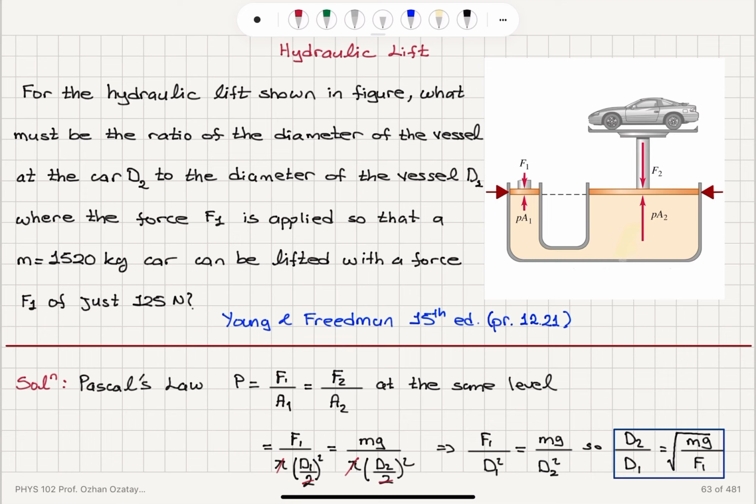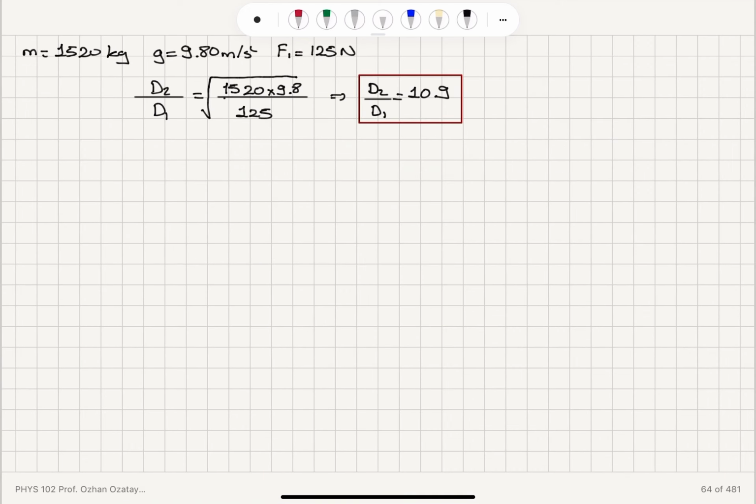So F1 over A1, the pressure on this side, is equal to F2 over A2, the pressure on the other side. The force here, F2, comes from the weight of the car, and the cross-sectional areas of these vessels are pi (D1 over 2) squared and pi (D2 over 2) squared. So by equating the pressures on the two sides, we see that D2 over D1 is the square root of mg over F1, and when we substitute the numbers, we obtain a ratio of 10.9.